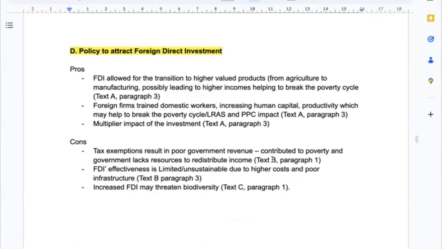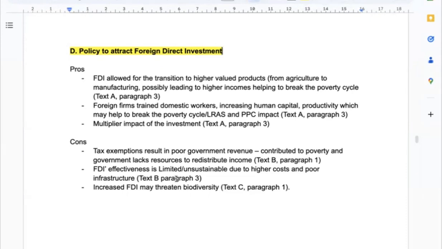Next is about the policy to attract foreign direct investment. FDI allowed for the transition to a higher valued products production, and foreign firms trained domestic workers, increasing human capital, productivity, and so on. Also, obviously, as I calculated from the previous question, there is multiplier impact of the foreign investment.